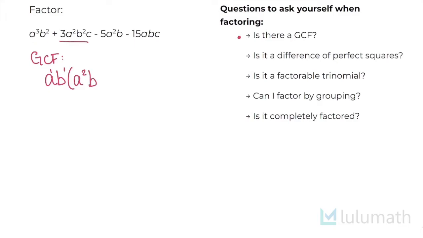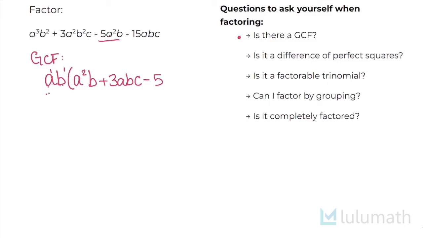Now, when I divide 3a squared b squared c by a to the power of 1 b to the power of 1, I get a positive 3, and then a squared divided by a is a, b squared divided by b is b, and then this c is being divided by an invisible 1, so c divided by 1 is just c.